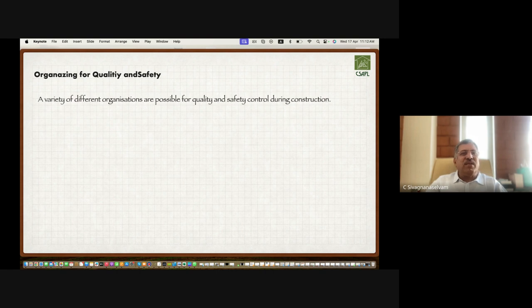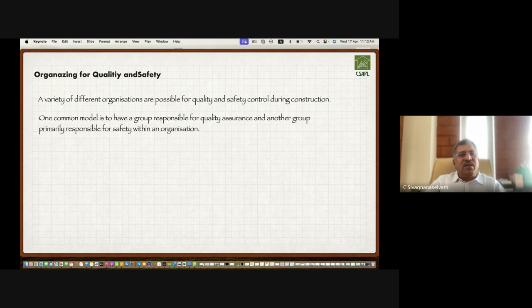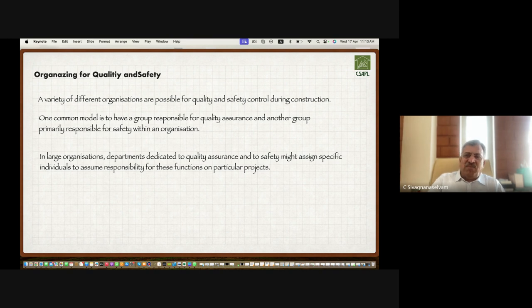And organizing for quality and safety, a variety of different organizations are possible for quality and safety control during construction. Unless you have a team, not one person or two persons, in large scale projects, you cannot provide 100% deliverable quality or desired quality. So one common model is to have a group responsible for quality assurance and another group primarily responsible for safety within an organization. Because the quality and safety people cannot be the same, as the safety team needs a different kind of role to play, and the quality assurance people have a different kind of role to play.